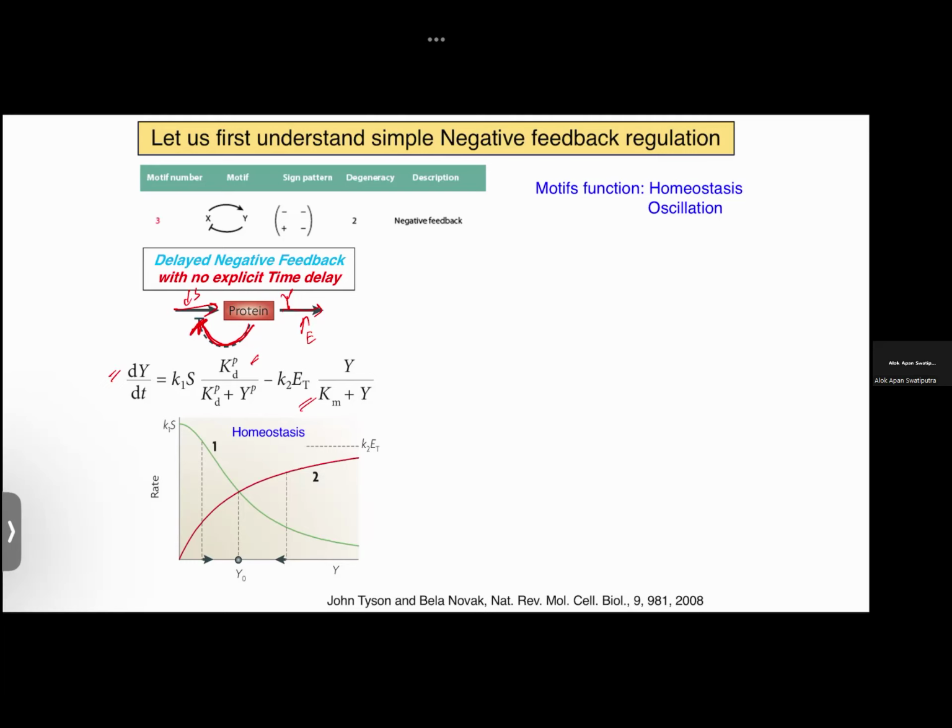Now, if you do the same sort of phase plane analysis, where you put the Michaelis-Menten term, k2 E_T Y by K plus Y, that is the red line, this straight line. And if you plot this, it is the green. Right? Try plotting this.